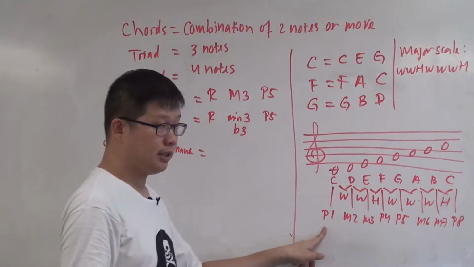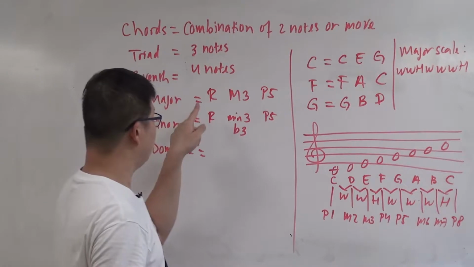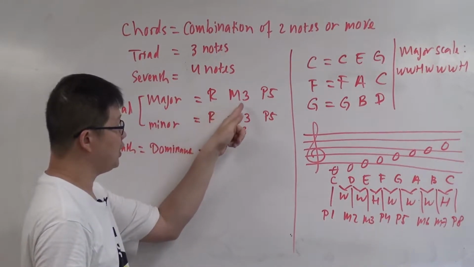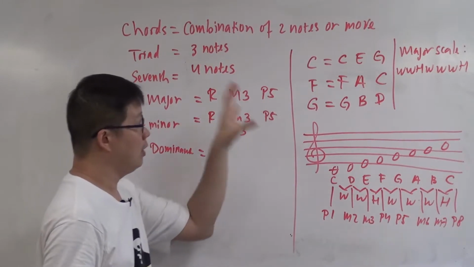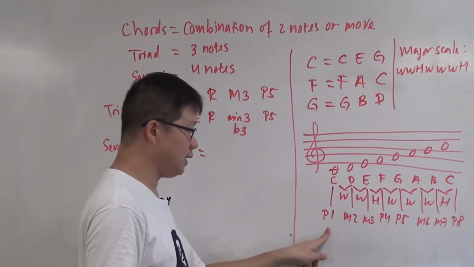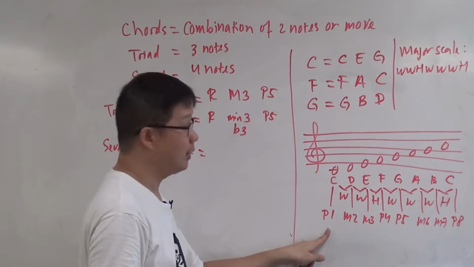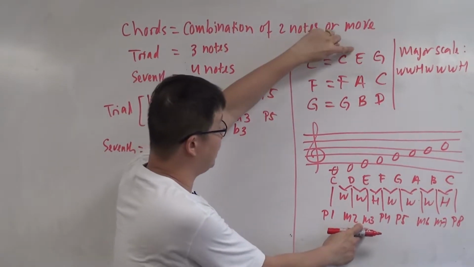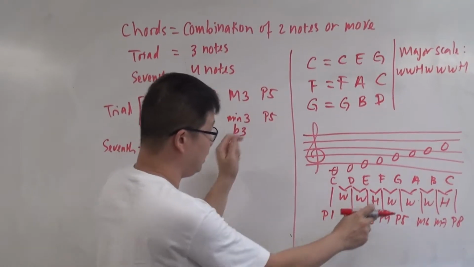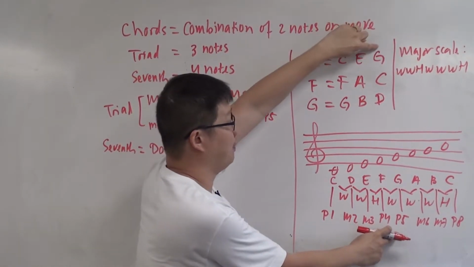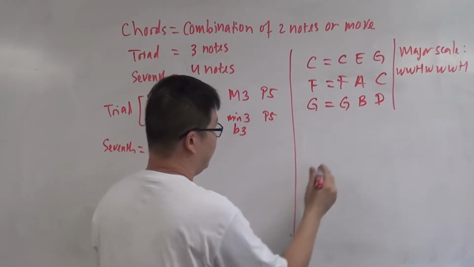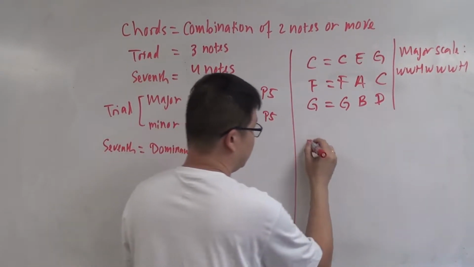Now P1 is basically the root. The formula says, in order to build a major triad, you must have root, major third, and perfect fifth. For the C major triad, the root is C. Major third is E, correct? It's the same. And perfect fifth is G, which is the same. Now we want to prove the F major triad, whether the notes are correct or not.